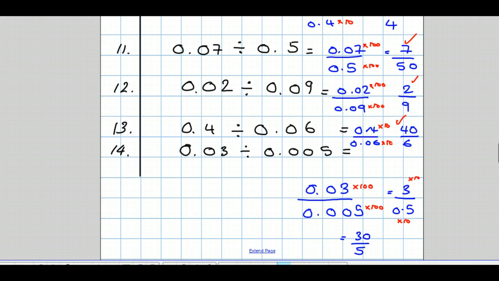Okay, a lengthier video than I intended, but I hope that has shown you how you can turn division of decimals into fractions, and how you can find the answer to a division of decimals question as a fraction.